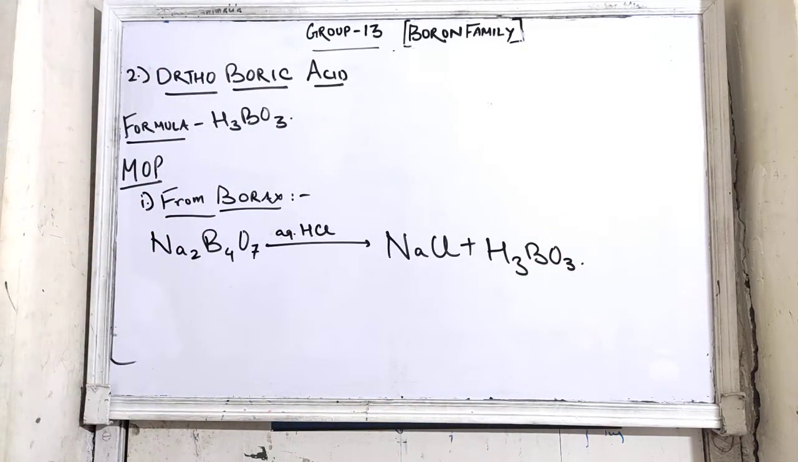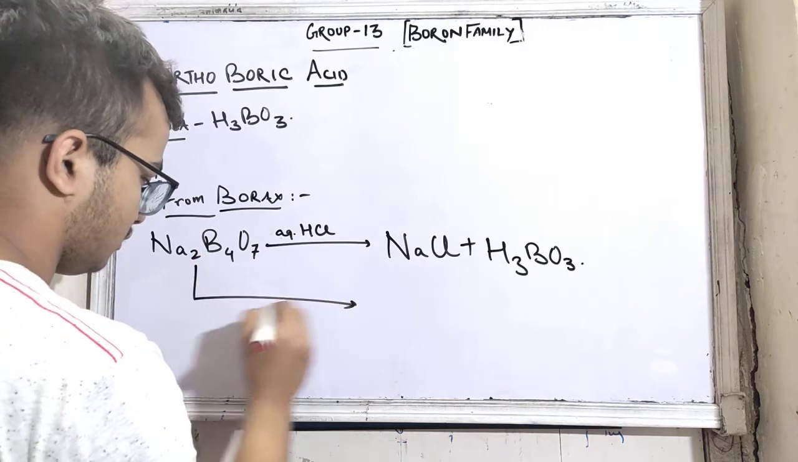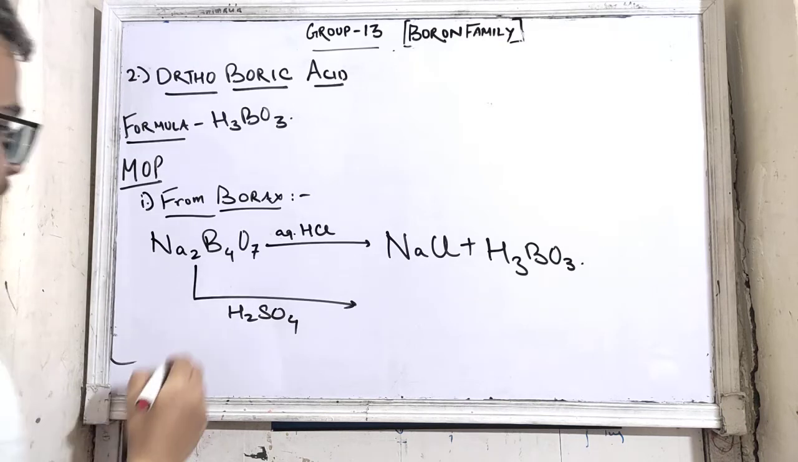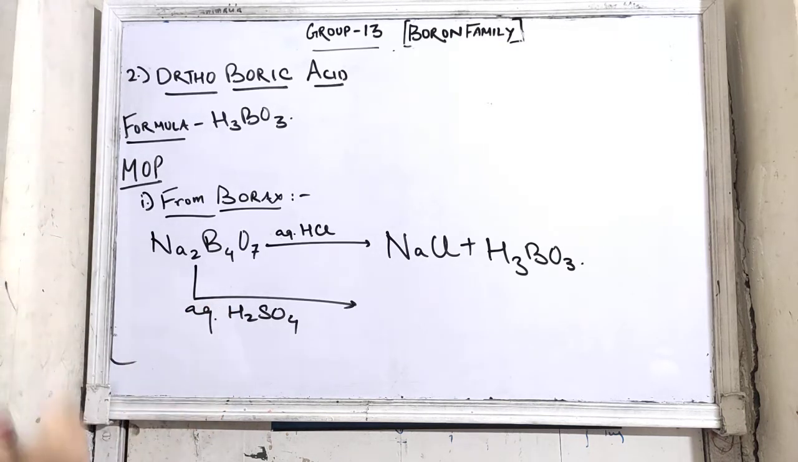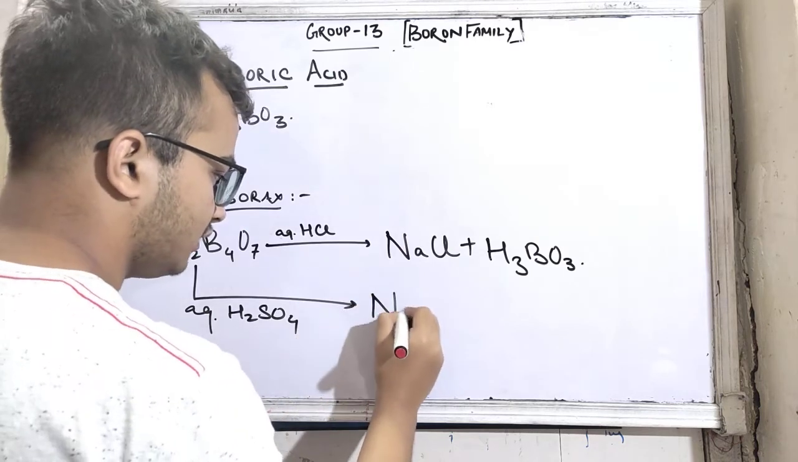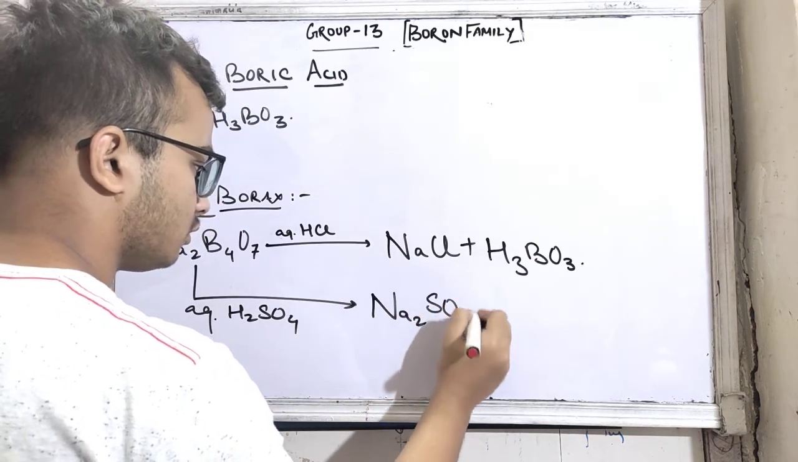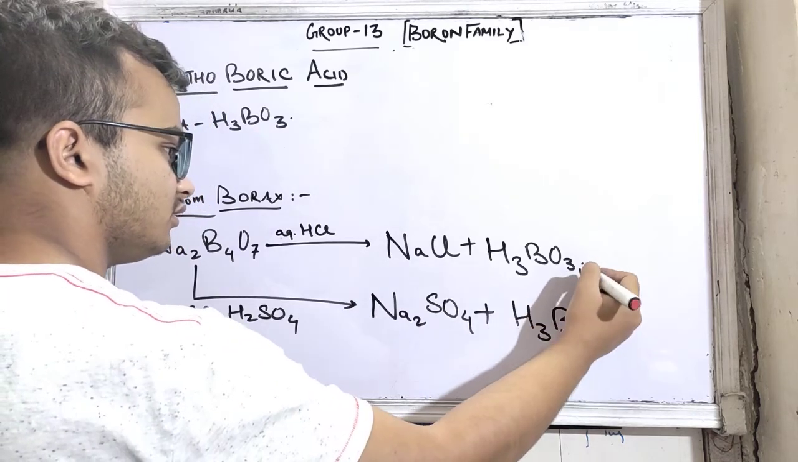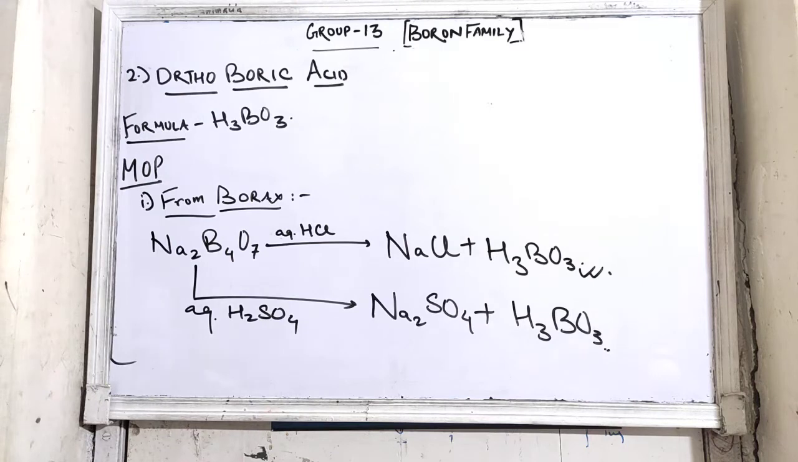Okay. Now, if you treat it with H2SO4, okay, now this has to be also aqueous, you get Na2SO4 plus H3BO3. This one is more important because this one is not in the NCERT book. Okay, so copy it down. This is the method of preparation of boric acid or orthoboric acid from borax.